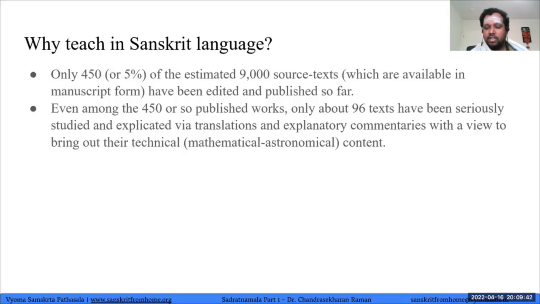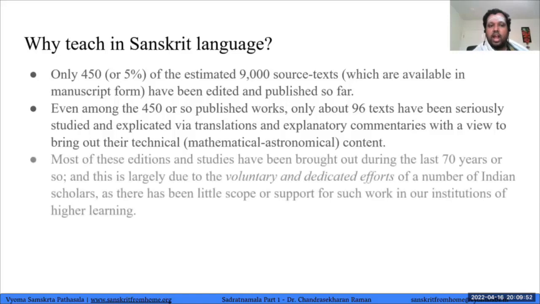There was another question in the previous slide: are all these texts available? Most of them are available, whichever I listed. Most of them are available as published works. Okay, and most of these editions and studies have been brought out during the last 70 years.